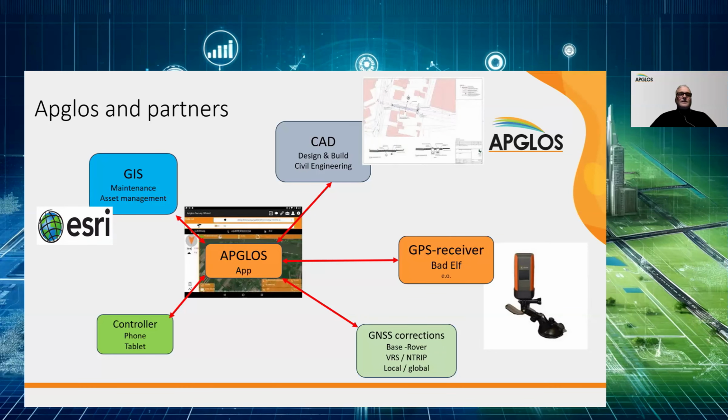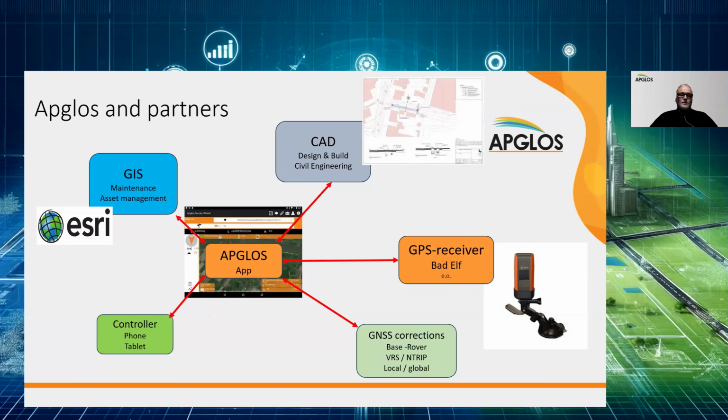What you can see here at the top is that it starts everything in civil design, build, and civil engineering with CAD. First you need the civil engineering, wastewater, the maintenance, and the design before we start going to the maintenance and asset management. So that can all be done within the center of my sheet, the APGLOS Survey Wizard.